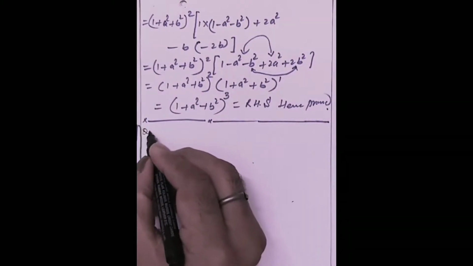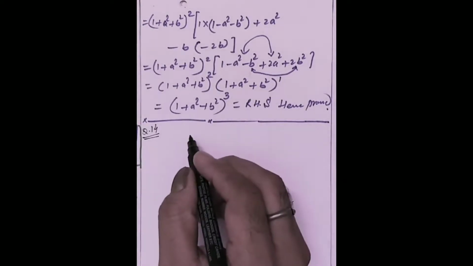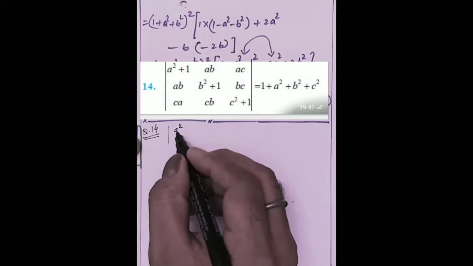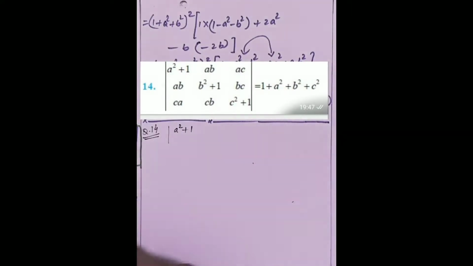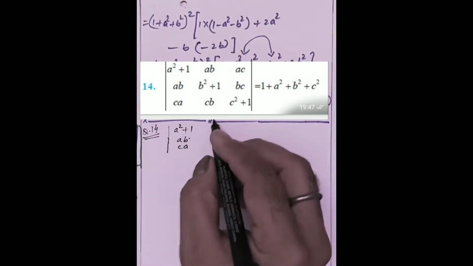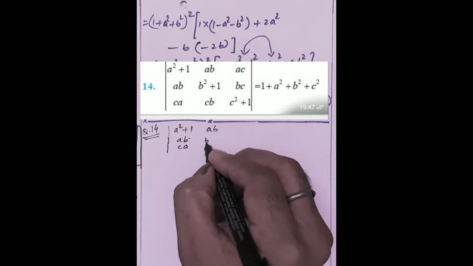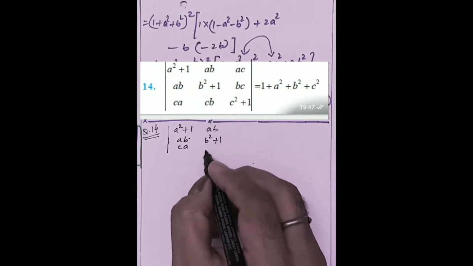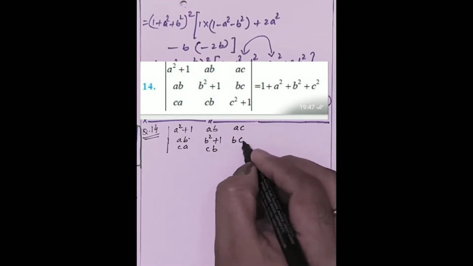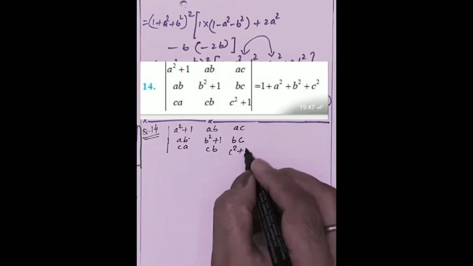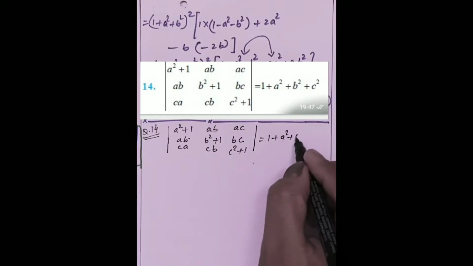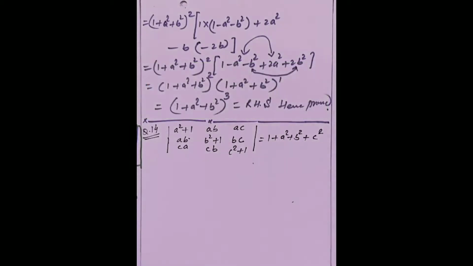Question number 14, probably the last question of this exercise. The determinant with rows a square plus 1, ab, ca; ab, b square plus 1, cb; ac, bc, c square plus 1 equals 1 plus a square plus b square plus c square. This we have to prove.